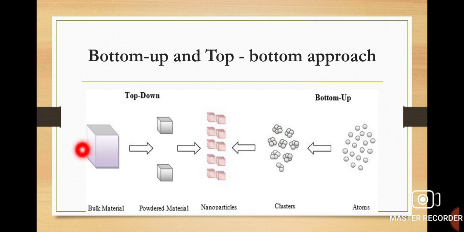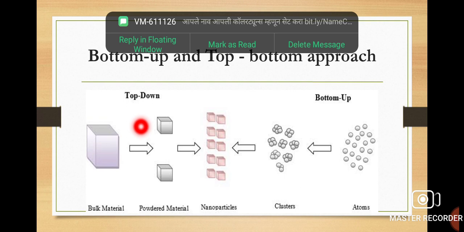Similarly you have the top down approach. Top down approach means what? Here initially you have bulk material, then it will be converted into the powder form, then into the nanoparticle form, then into cluster form, and then into atom form. So this is known as top down and bottom up approach.